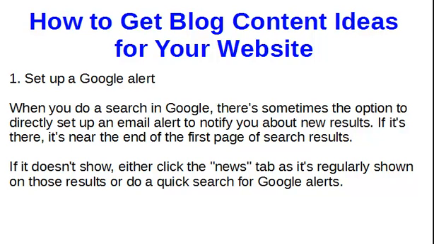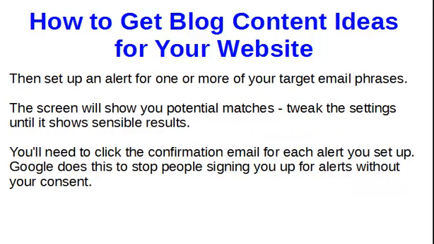If it doesn't show, a couple of other options. One is click the news tab that's normally somewhere near the top of the results, or just do a quick search as you'd normally do for Google Alerts. Then you'll get a fairly intuitive form. It's not totally, because it's computers, but it's reasonable. And you can set up an alert for one or more of your target phrases. And what that'll do is send you an email each time that phrase hits the search results in a meaningful way. Again, there's no total logic, but it usually works quite well.